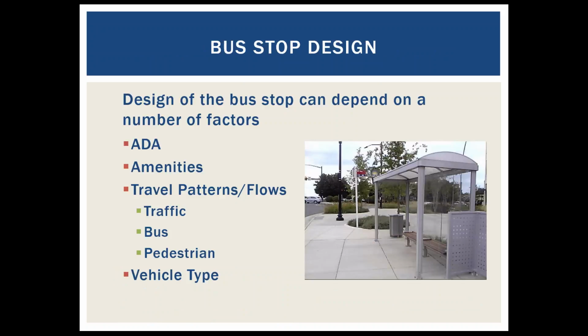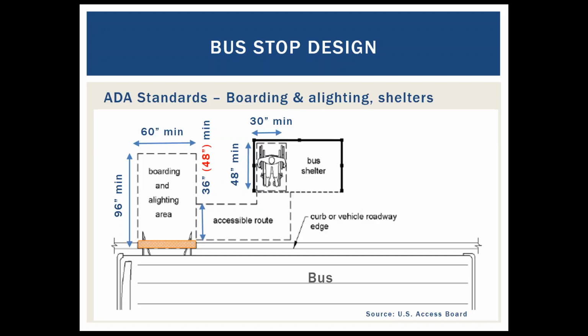So with some of the specifics with bus stop design are here. Of course, I'll talk about some ADA, I'll talk about amenities, and amenities are really based off of two primary factors, the usage of the bus stop and the space that's available. And we'll talk about that a little bit more. And then, of course, travel patterns and flows around the bus stop are critical as well, not only from the pedestrian standpoint, but from the pedestrian vehicle interaction standpoint as well.